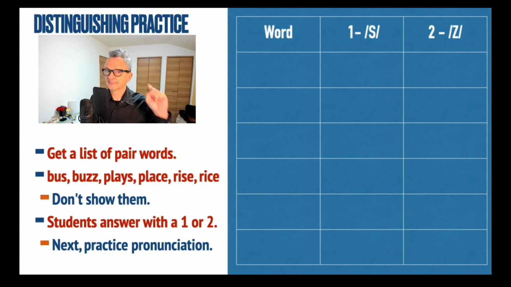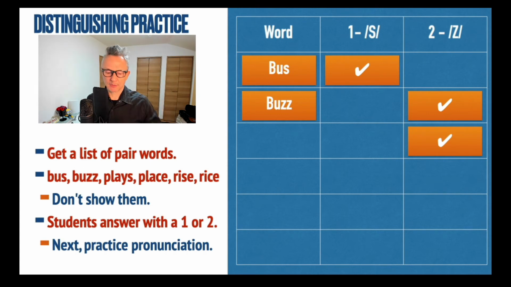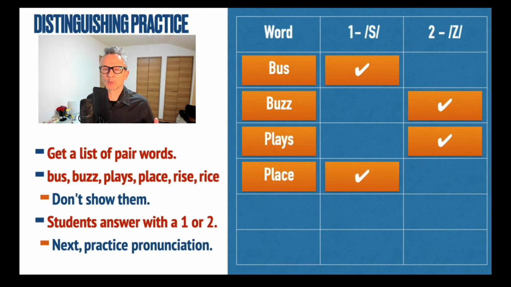Bus. The answer, it's a 1, right? Next word, buzz. 1 or 2. Correct, it's a 2. And so we can see those words now, bus and buzz. Next one's plays. 1 or 2. It's a 2, right? And then place. 1 or 2. And that will be a 1. So then we can show the words. This is just one way of doing it.